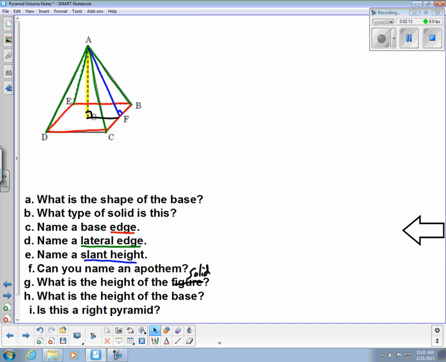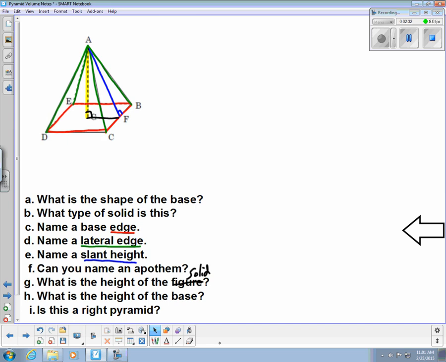And so then, do we have a height of a base? Now, this base here is a square, so we don't really have a height in a square, but if we had some other kind of base, say a parallelogram or something like that, then we could find the height of a base. You know, if we had a trapezoidal pyramid, those are kind of unusual pyramids.